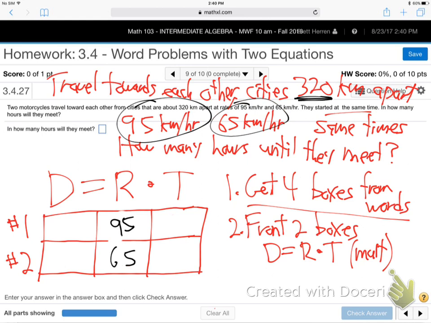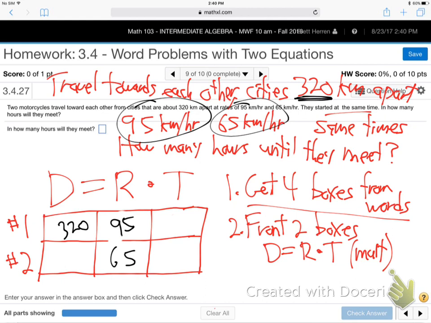Okay, now, what do we do with that 320? 320 kilometers. Is that a distance, a rate, or a time? That's a distance, isn't it? But it's not either motorcycle's distance alone. Do you see that? I'm not allowed to put the 320. It's just not true to put the 320, because if you put the 320 in there, you would be saying that motorcycle number 1 traveled 320 kilometers. That's not what the words are saying, huh?